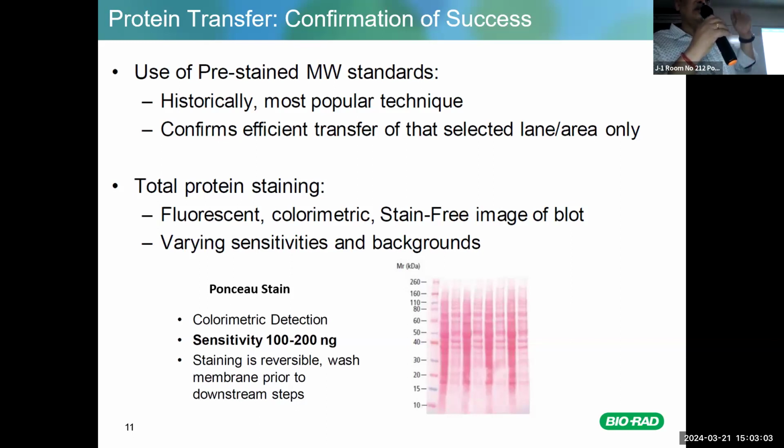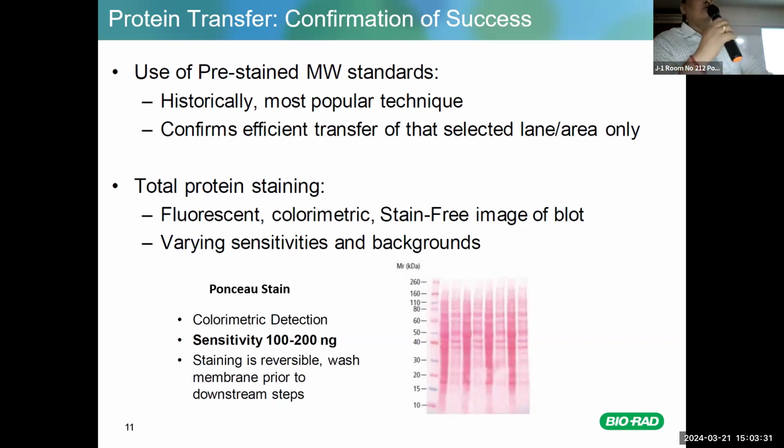Protein concentration can vary, but total intensity will be the same. Because of that, we can derive a normalization factor and multiply it with the target protein expression. This is also one method to detect, but it is a reversible method. After washing with water, you can remove the Ponceau stain and use this blot for further purposes.